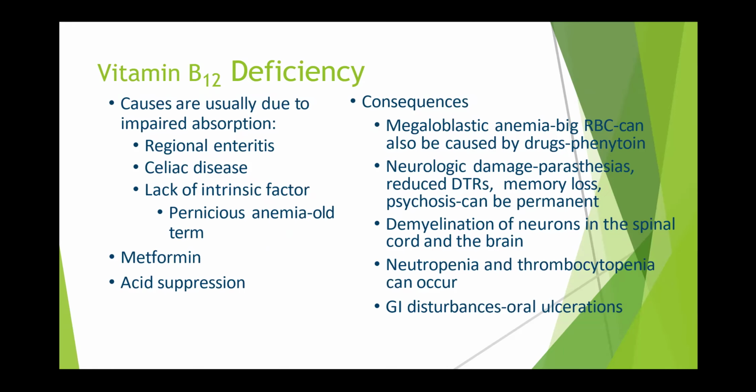Not enough B12 can cause severe neurological damage: paresthesias, reduced deep tendon reflexes, memory loss, even psychosis, and any or all of those can be permanent. It can cause demyelination of the neurons of the spinal cord and brain. So, in other words, they may not be able to walk. They can also suffer from neutropenia and thrombocytopenia, not enough white blood cells or platelets. And one of the things, GI disturbances, ulcerations in the mouth, and a raised, reddened, very inflamed tongue. Okay.